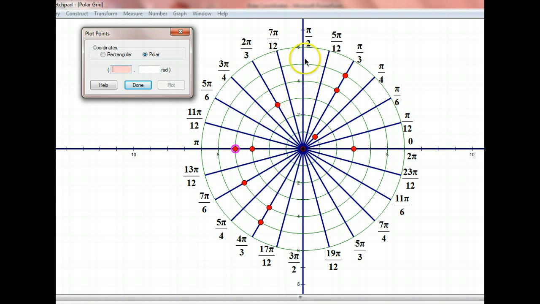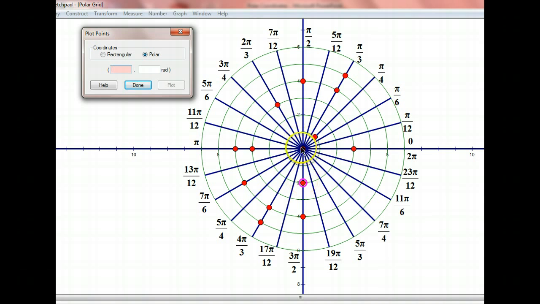Now anything with an angle of pi over 2 is going to land us on the vertical axis. So let's say that we wanted to be at 4 and pi over 2. We're going to land here. Of course, if we wanted to be on the 3 pi over 2 line, we could just say 4 and 3 pi over 2, and we would land there. Or we might say negative 2 and pi over 2, and that's going to bring us to the opposite side of the pi over 2 line.